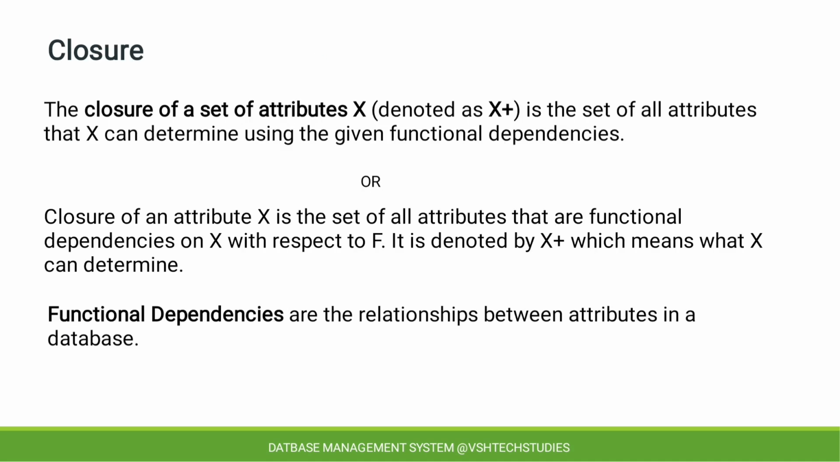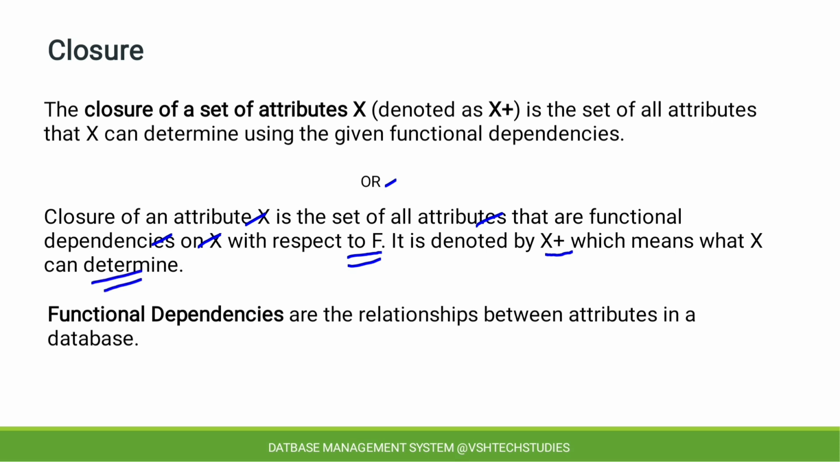That is exactly what is meant by closure. The closure of a set of attributes X, which is denoted by X plus, is the set of all attributes that X can determine using the given functional dependencies. Or closure of an attribute or attribute set X is the set of all attributes that are functionally dependent on X with respect to F. This is denoted by X plus, which means what all X can determine.